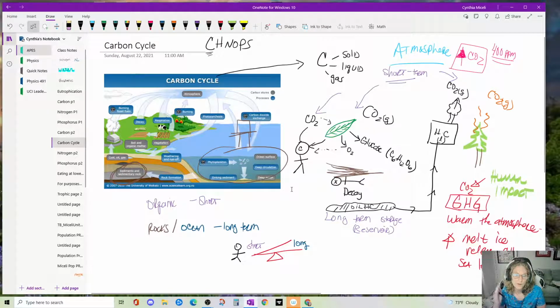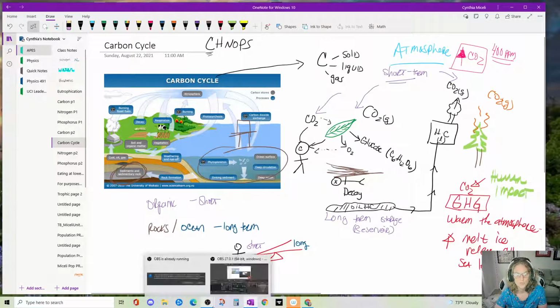Now start thinking how the carbon cycle relates to the water cycle and the nitrogen cycle and the phosphorus cycle, because they're all interconnected and they rely on each other, and it's important you can make that connection.